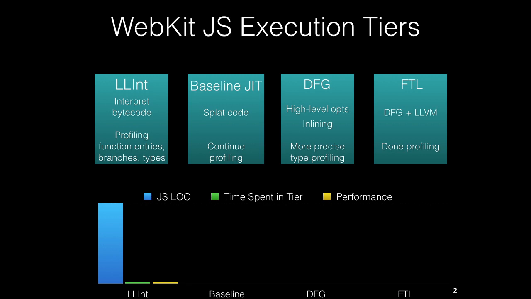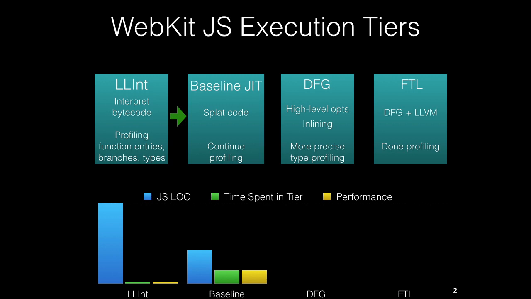So if you can see the chart at the bottom, it's showing you the amount of code that's being handled by that tier, the time spent in the tier, and the performance of that tier. So the interpreter is running all of the JavaScript code that's actually being executed. We want to spend minimal amount of time in that tier, so the green bar is non-existent here. And let's say speed is 1 for this tier. So now, after calling a function only 6 times, we're going to trigger the baseline JIT.